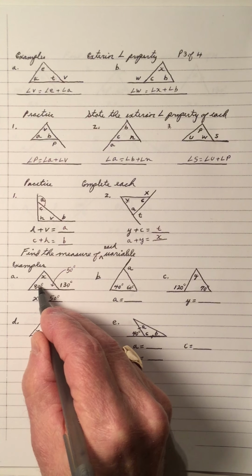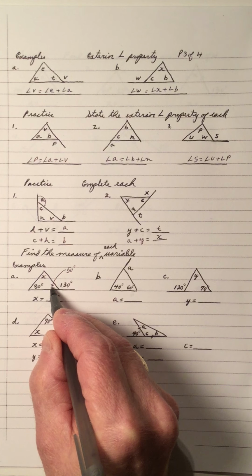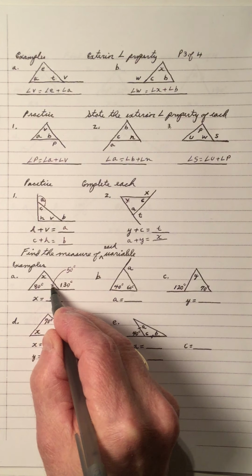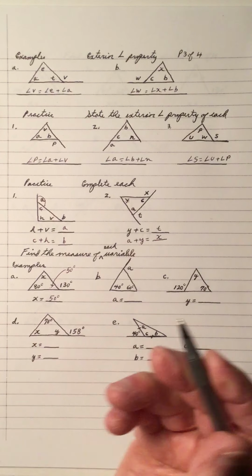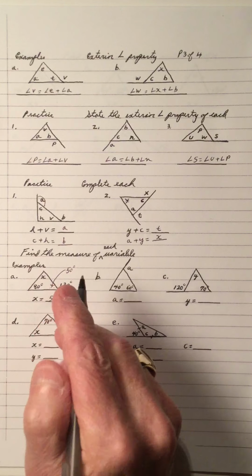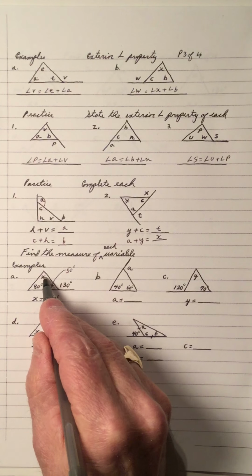Okay. Now, 80 and 50 is 130. Subtract from 180 and I'll get what X is. That's another way to do it. But you can get it directly by saying the exterior angle equals the sum of these two.